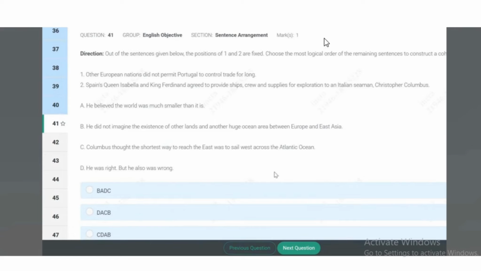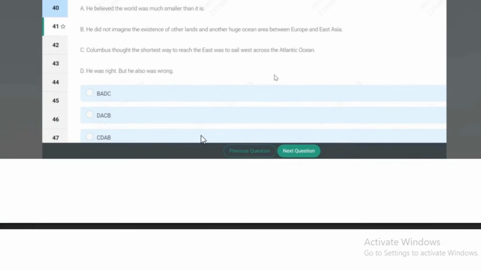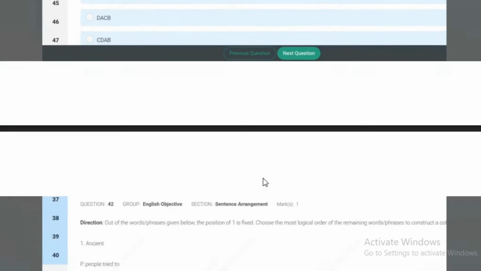Here the next section falls under sentence arrangement. You have to arrange the jumbled sentences to form the correct meaning of the sentences. So here you can see the following question also. In this case, the first option is correct, and the next section falls under reading comprehension.